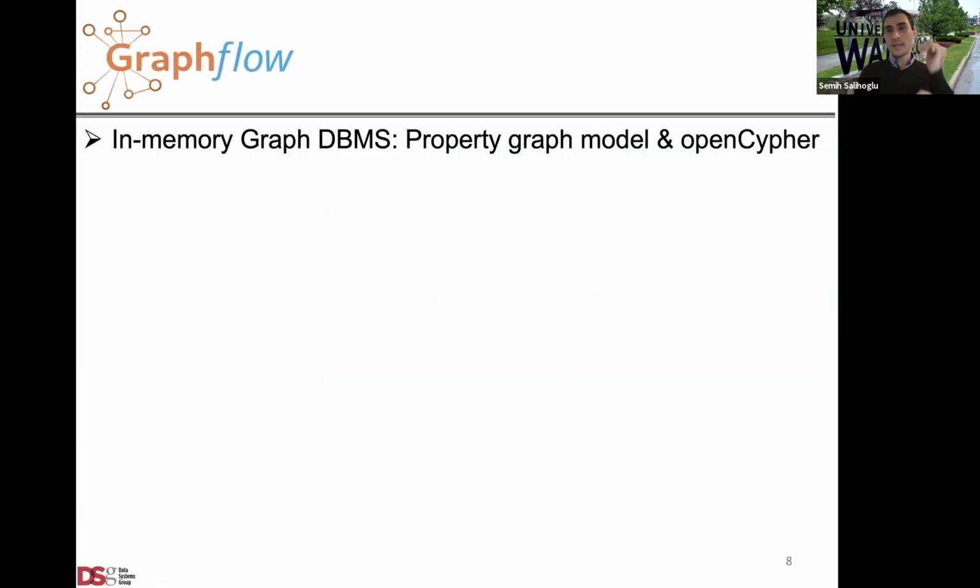Right, so in one slide, let me give you an overview of GraphflowDB. GraphflowDB is an in-memory graph database management system. It supports the property graph model that I talked about and the openCypher query language, which is the open source version of the Cypher language of Neo4j.